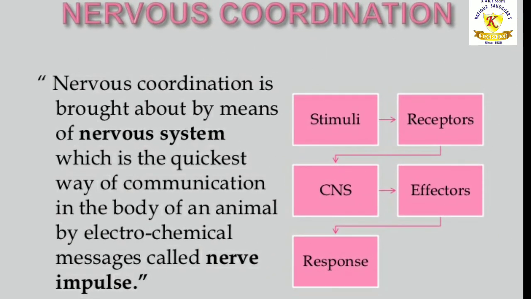Now nervous coordination is brought about by means of nervous system, which is the quickest way of communication in the body of an animal by electrochemical messages called nerve impulses.